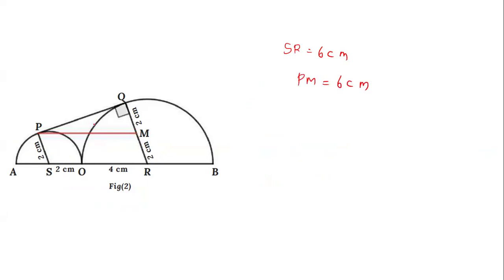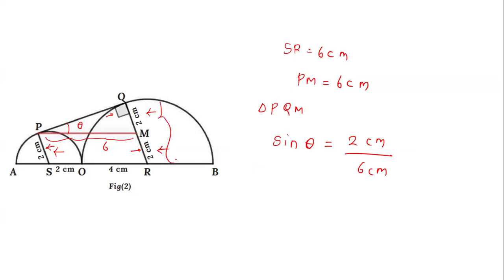Now this is 90 degrees, this is 2 centimeters, and this is 6 centimeters. Let's say this is angle theta. In this triangle PQM, sine theta is equal to 2 centimeters divided by 6 centimeters. Initially I told you this is 2 centimeters, and this line is parallel to this, so this is also 2 centimeters, and this whole thing is 4 centimeters, so the remaining part is 2 centimeters. Sine theta is 2 centimeters divided by 6 centimeters, so theta is sine inverse of 1 by 3.